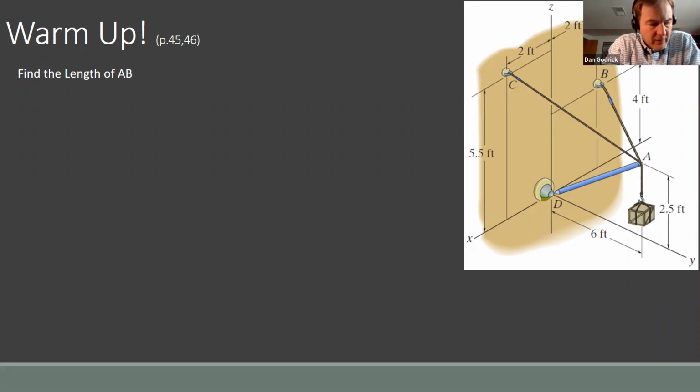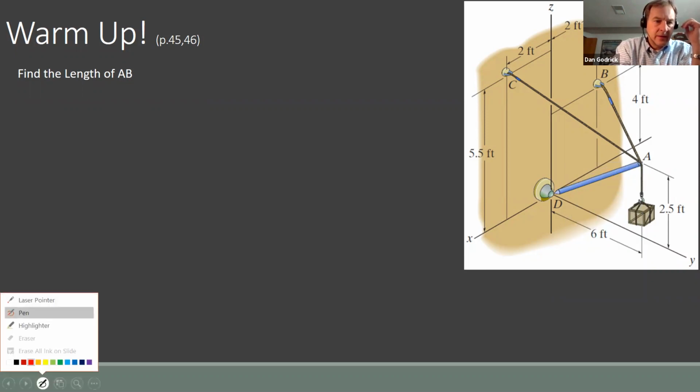I just want to go over some math and start doing 3D equilibrium. It's very similar to 2D equilibrium, but worth going over, so I thought I'd do a little screencast. Let's do a little warm-up. So how do you find the length of AB?